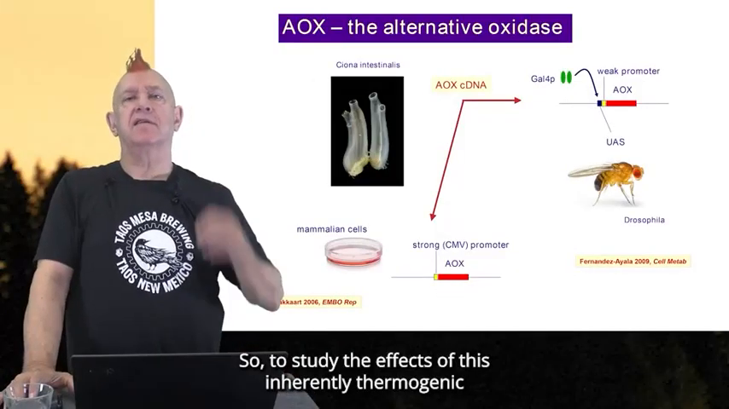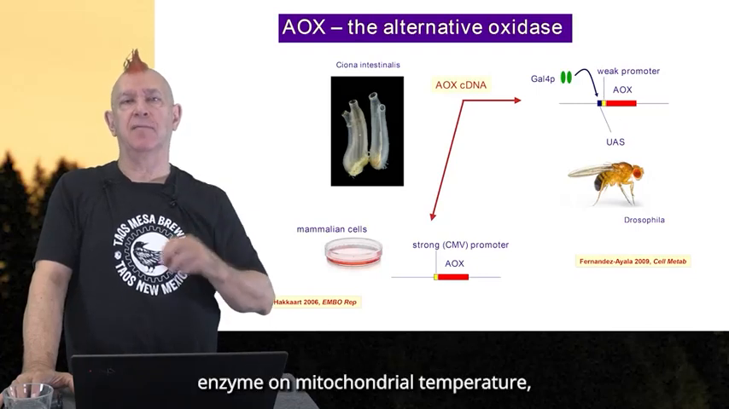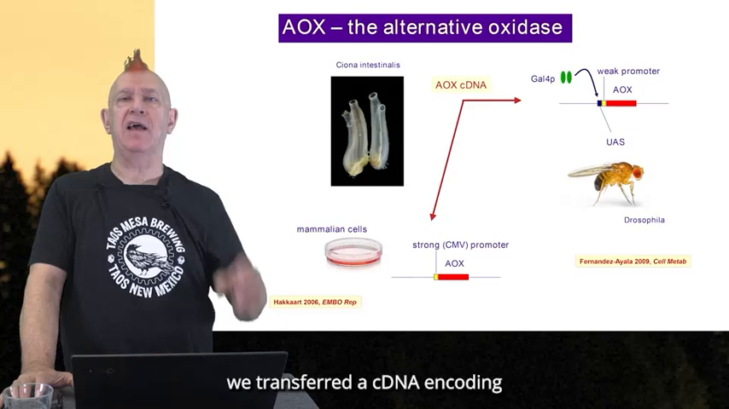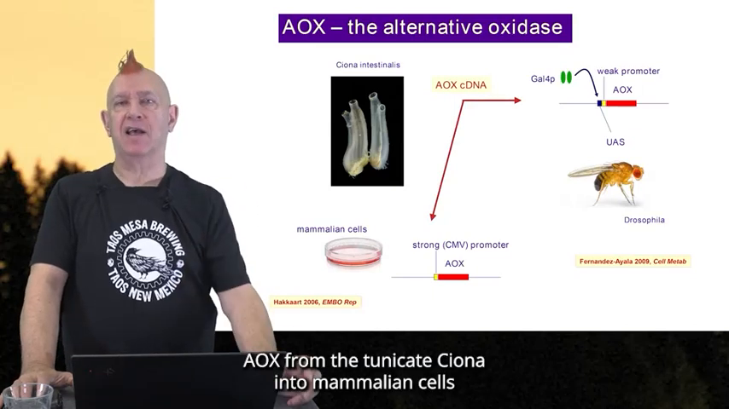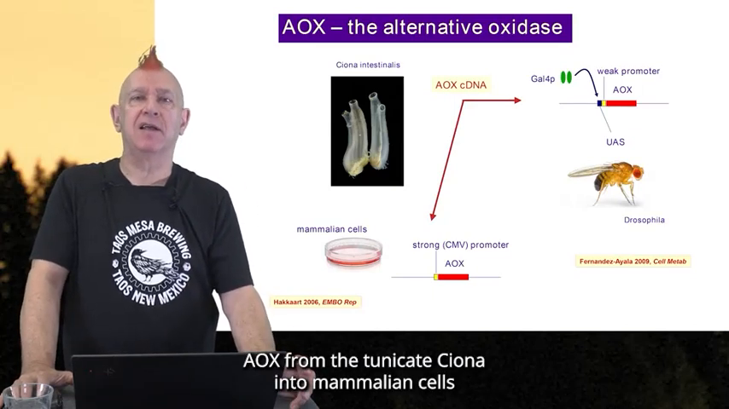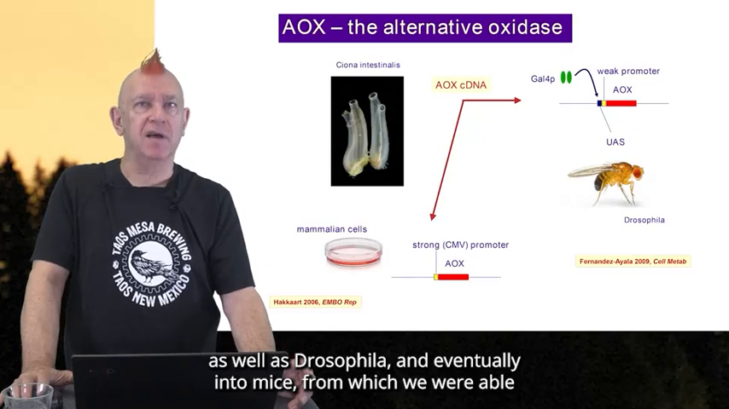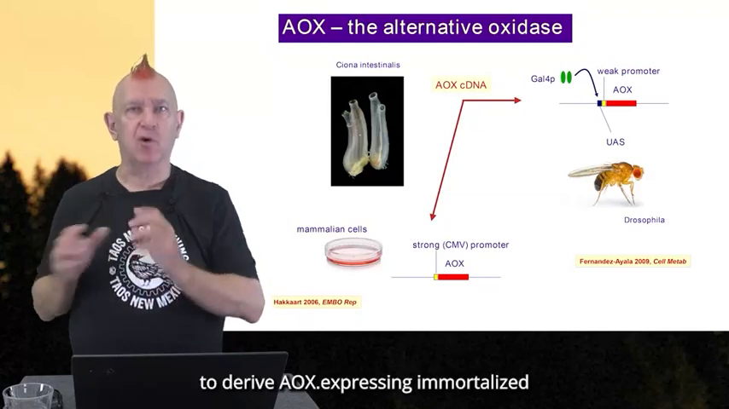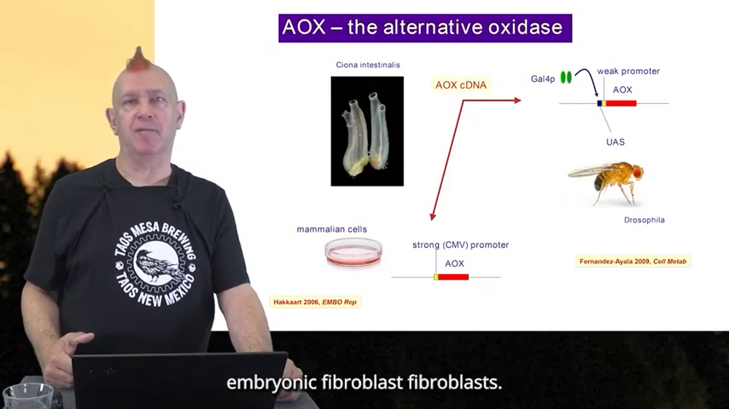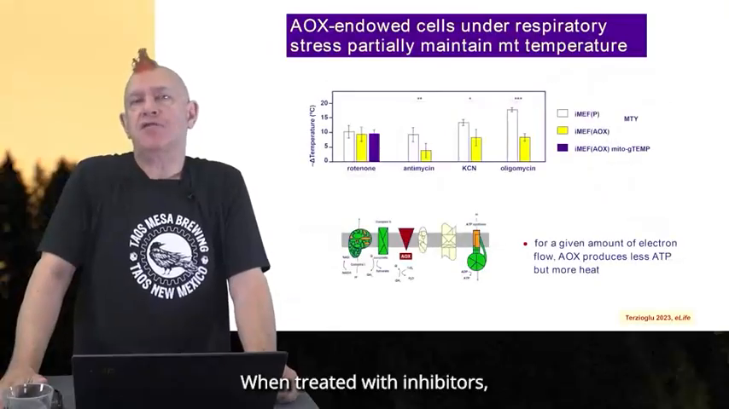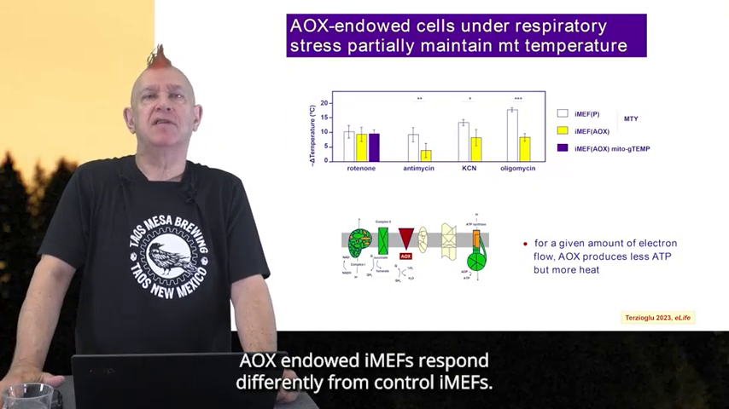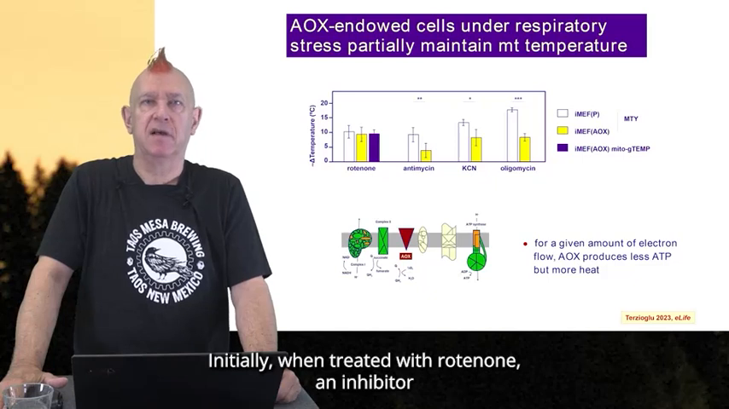So to study the effects of this inherently thermogenic enzyme on mitochondrial temperature, we transferred a cDNA encoding AOX from the tunicate Ciona into mammalian cells as well as Drosophila and eventually into mice, from which we were able to derive AOX-expressing immortalized embryonic fibroblasts. When treated with OXPHOS inhibitors, AOX-endowed IMFs respond differently from control IMFs.